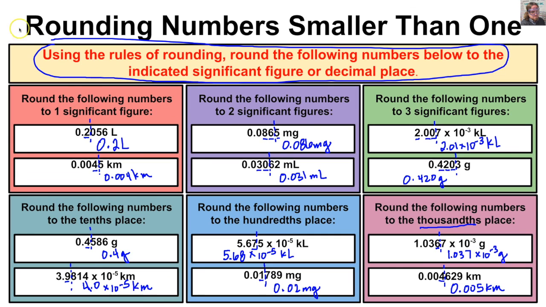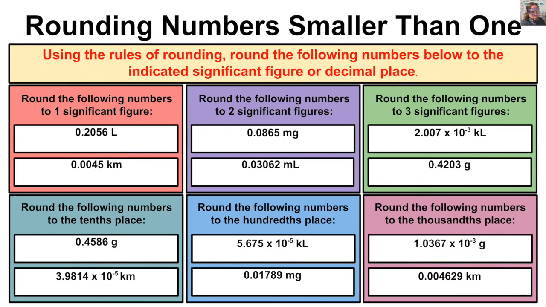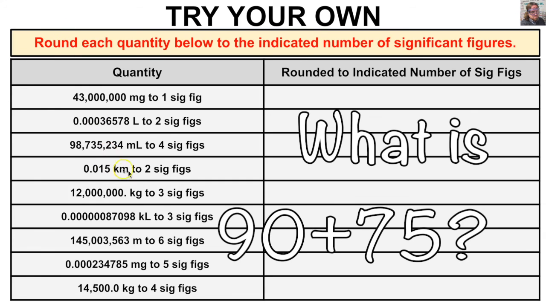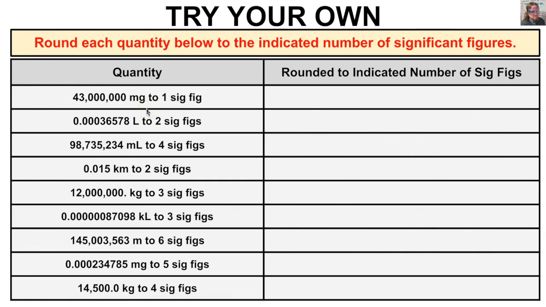Let's take a look at some that you can try on your own. So what I recommend you do is pause the video at this point and spend 5 or 10 minutes trying these out on your own. See if you can get the correct answers. Go ahead and round 43 million to just 1 sig fig. Go ahead and round this number to 2 sig figs. Go ahead and round this number to 4 sig figs, etc., etc. And I'm going to give you guys the answers right about now.